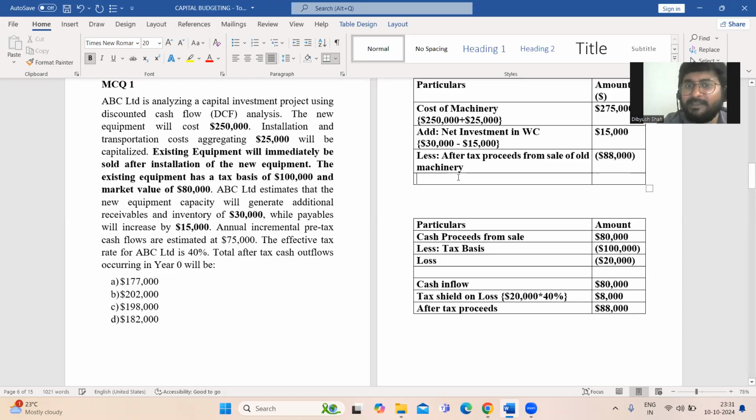Now I have my initial cash outflow or initial cash investment, that is 275000 plus 15000 minus 88000. 2,02,000 or $202,000. This is my answer.